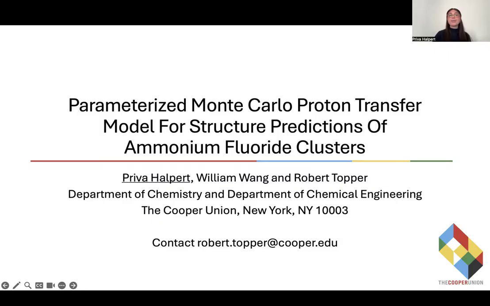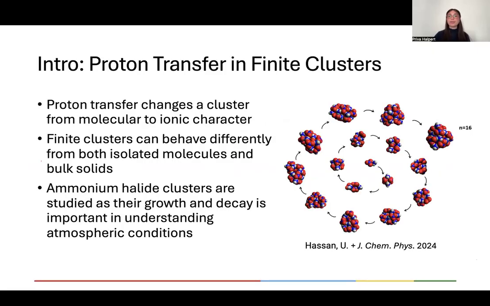I'm a student at the Cooper Union School of Engineering, and I'm excited to tell you a little bit about my work with the Topper Group. So I'm going to be presenting to you today a little bit about our work on proton transfer, and specifically proton transfer in ammonium fluoride nanoparticle clusters.